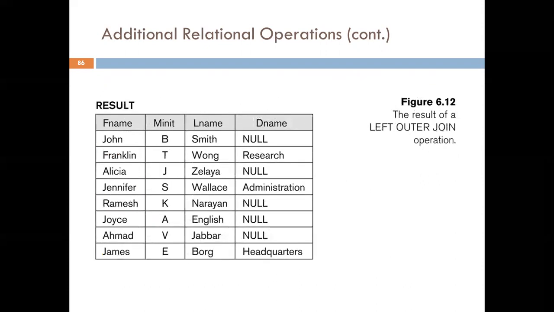Let us look at them with an example. This is one such example of a left outer join, where we are joining first name, middle name, last name and the department name. If the department ID is not present, then that particular entry will be null, but it will retain all the employees.